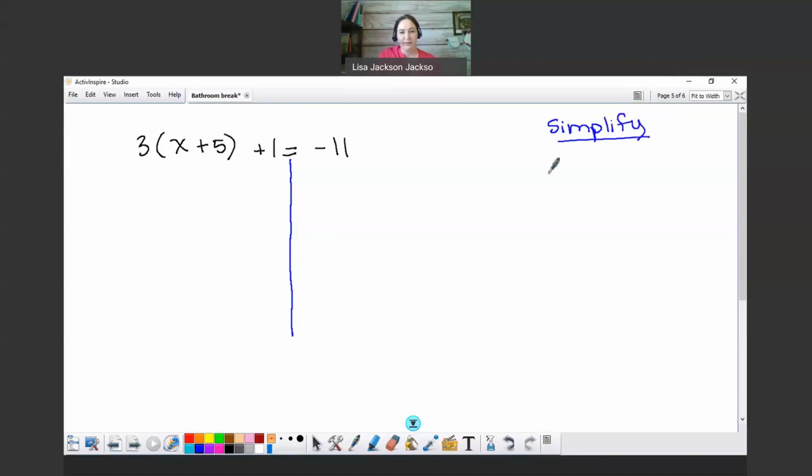Just as before, simplifying means, so far for us, remove parentheses by multiplying. There are a couple other things it can mean. It could mean clear fractions because we don't like them, so we would get rid of them. It could mean getting rid of decimals too.